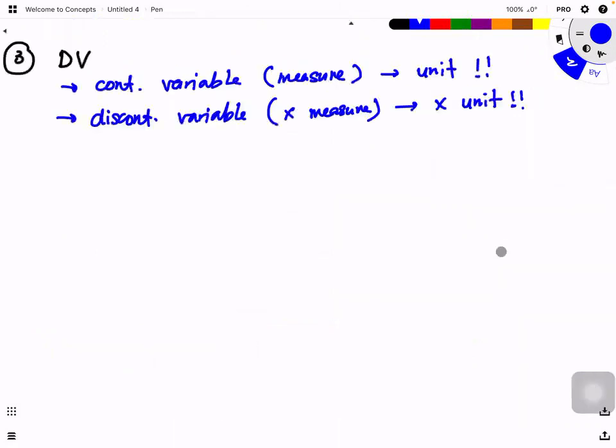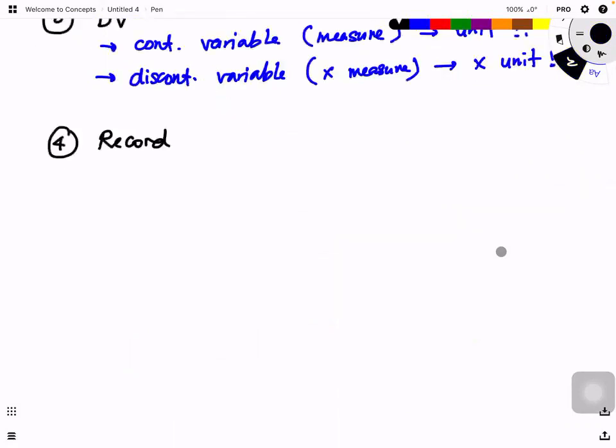Okay, so these are the first three. Number 4, record. When you record, you have to check what kind of data you record. If you record raw data, it means no calculation, you just measure. So this is called raw data. Raw data is something that you directly measure, like the length. Raw data, always remember, we follow sensitivity.